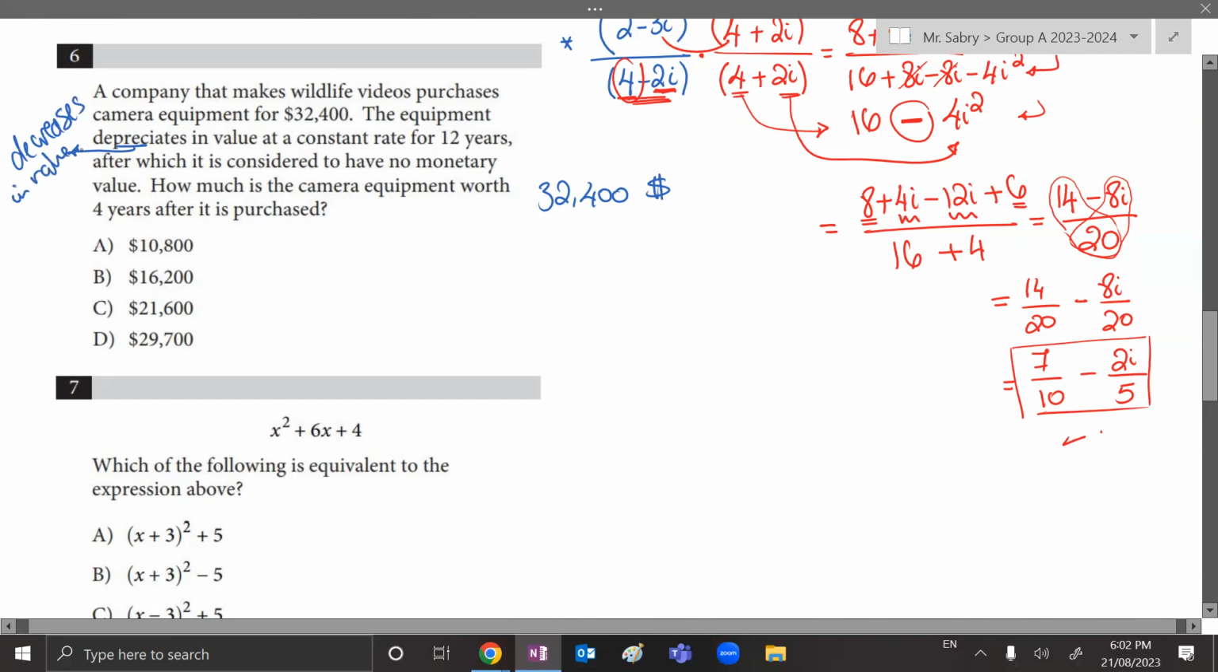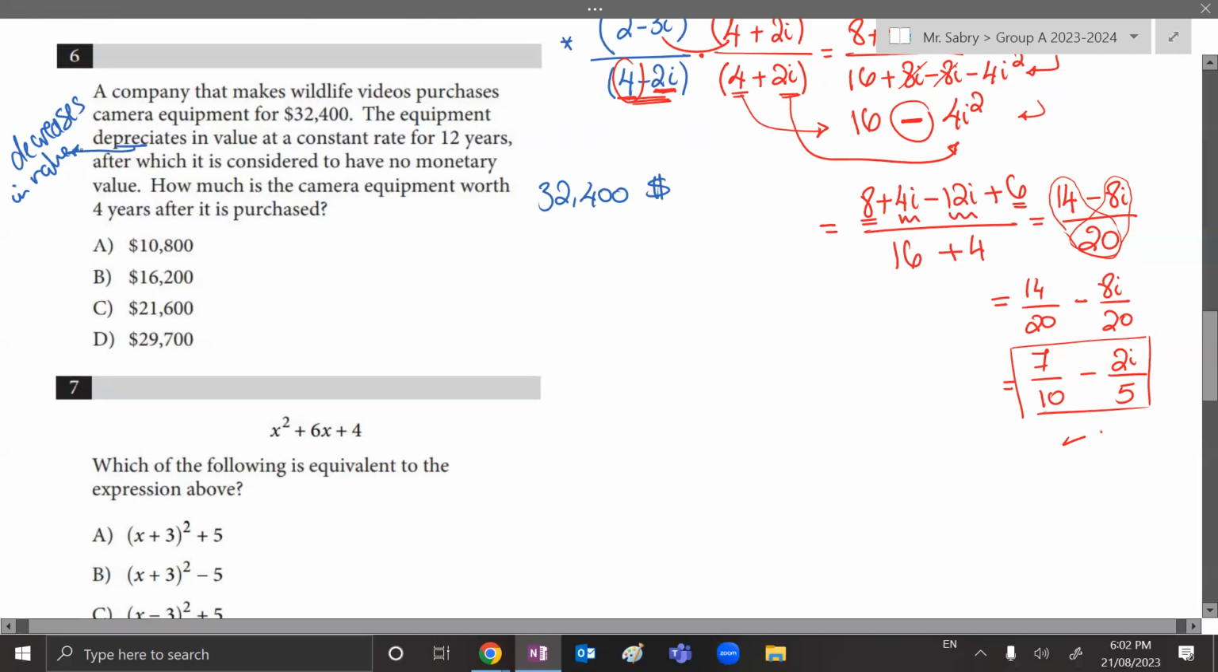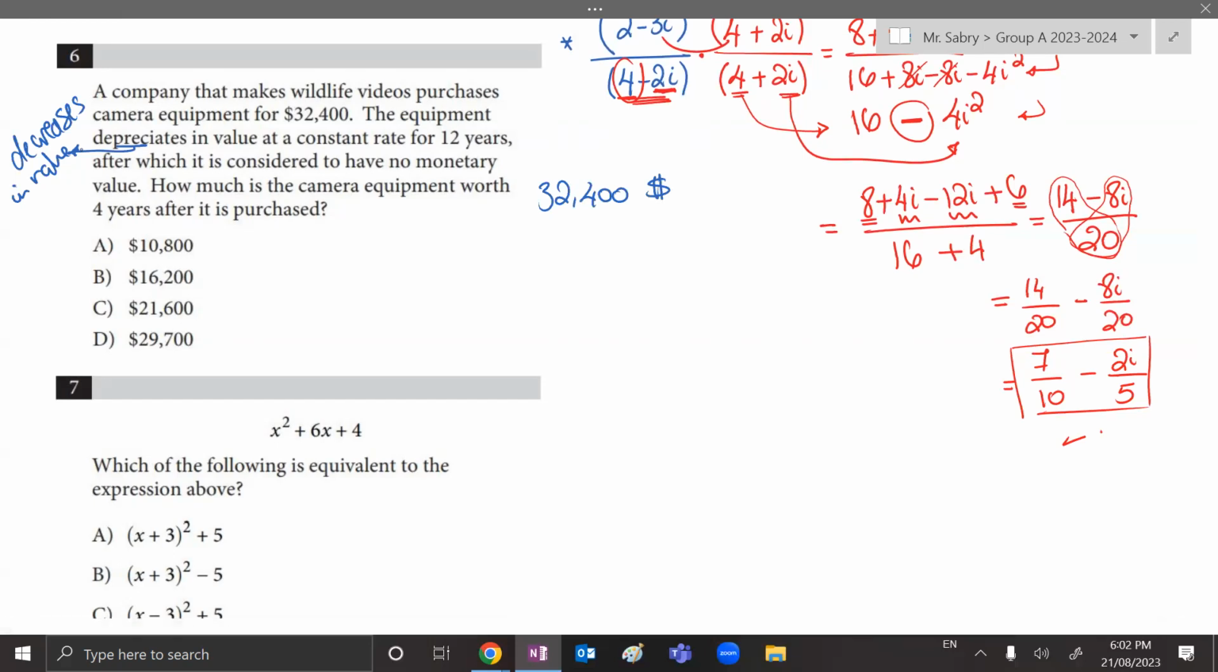So the price of anything except, for example, gold, anything usable, depreciates in value. If you bought a car, it should depreciate in value by the time you use it. Anyway, it says it depreciates in value at a constant rate for 12 years, after which it is considered to have no monetary value. يعني بعد 12 سنة it will be zero, it will be nothing. It will cost zero.